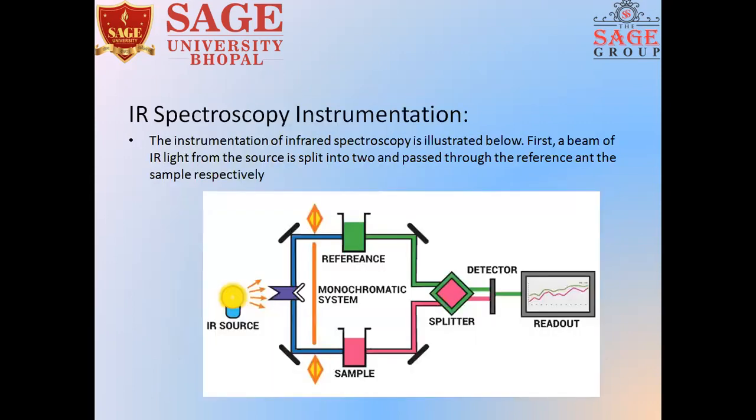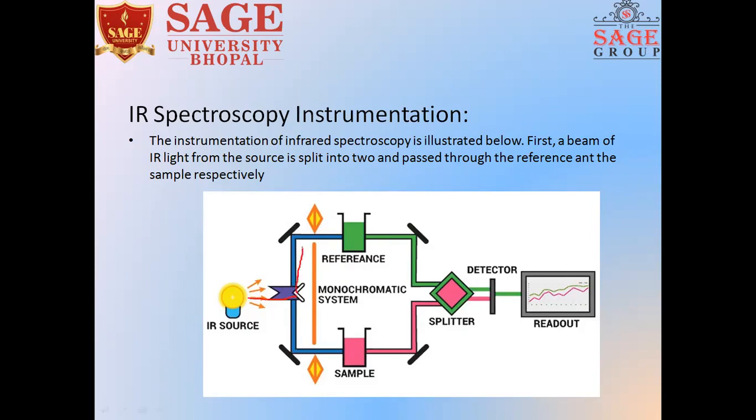Now we come to the instrumentation of IR spectroscopy. This is what the working of IR spectroscopy looks like. So what are the components that IR spectrophotometers are made up of? In the instrumentation of infrared spectroscopy, the beam of IR light from a source is split into two parts and passed to a reference and our sampling unit respectively.